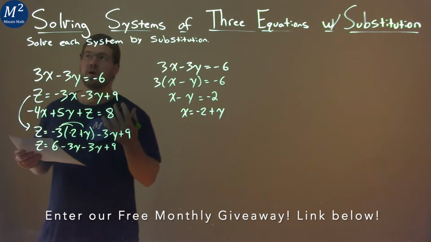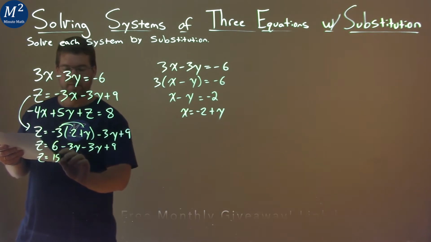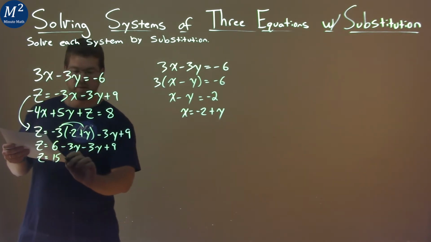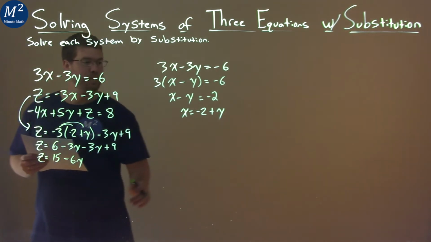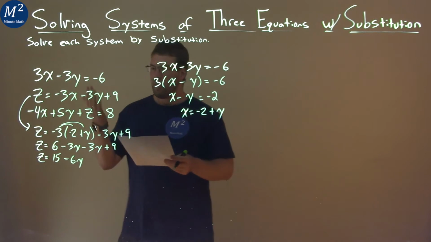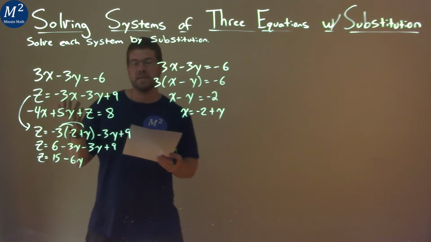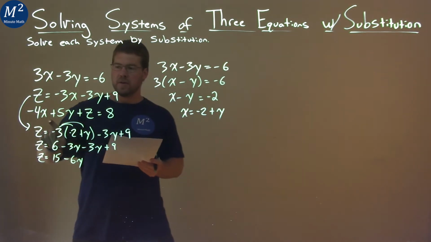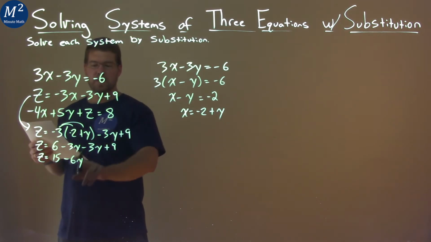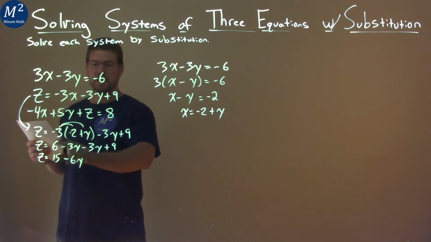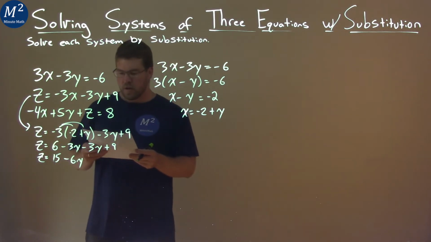Well, now let's combine our like terms. Here, 6 and 9 become 15, and negative 3y minus 3y is a minus 6y. So now we have z in terms of y, and we have x in terms of y. Where can we go from here? Well, we want to have only y by itself. So if we look at the last equation, we can see we have x, y, and z, and we can plug in these values for z and for x in there, and we have an equation with only y.